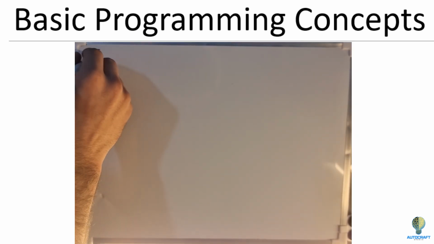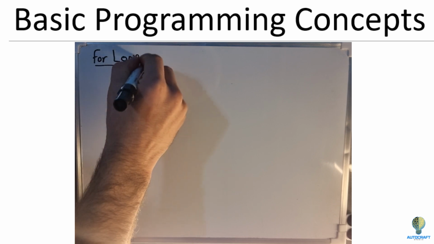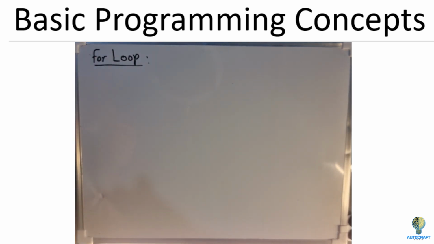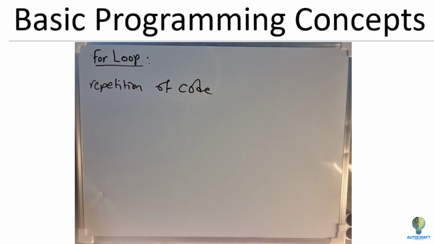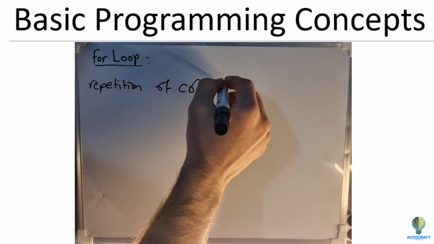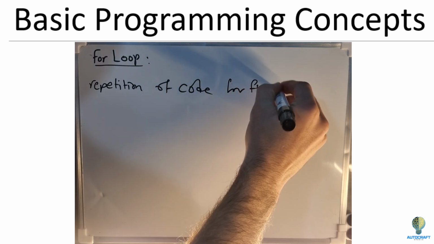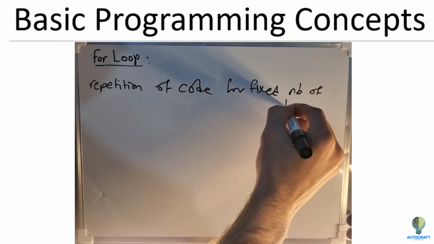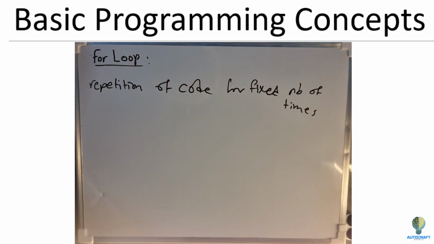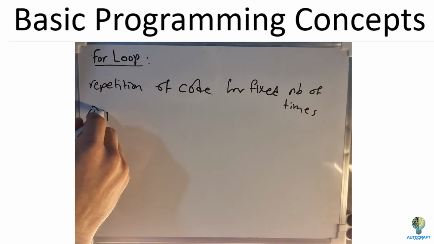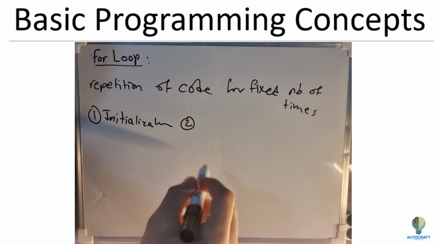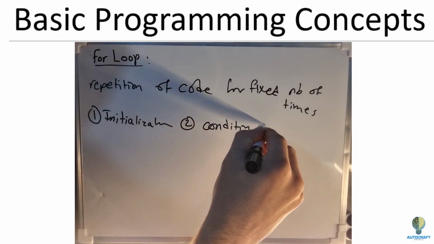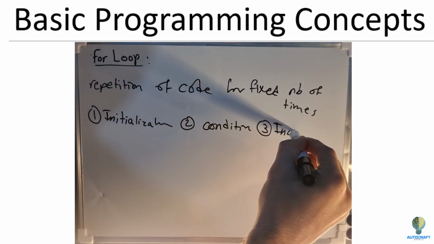Now explaining the for loop. A for loop repeats a block of code. It's responsible for the repetition of code for a fixed number of times. It uses three parts. First part, initialization. Second part, the condition. Third part, incrementation.